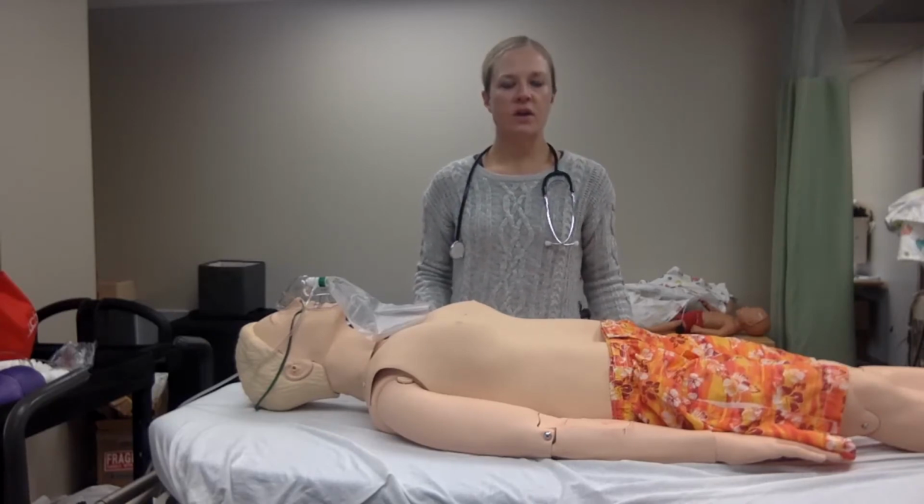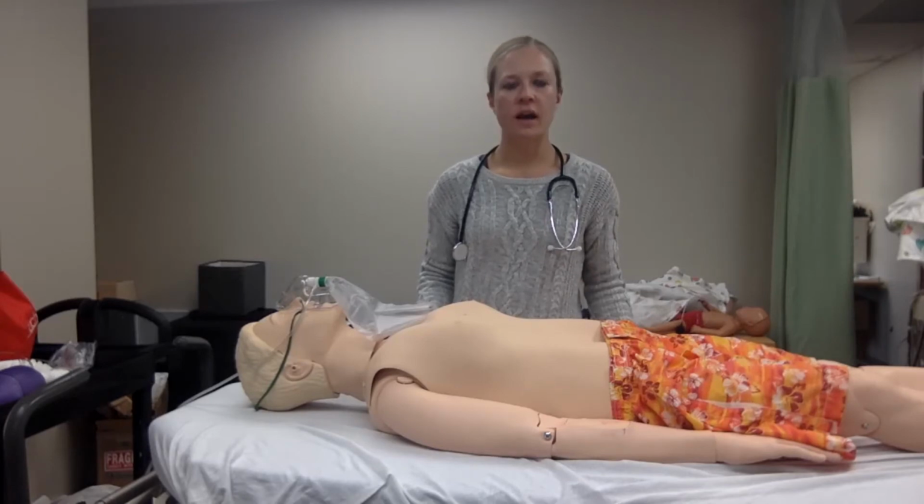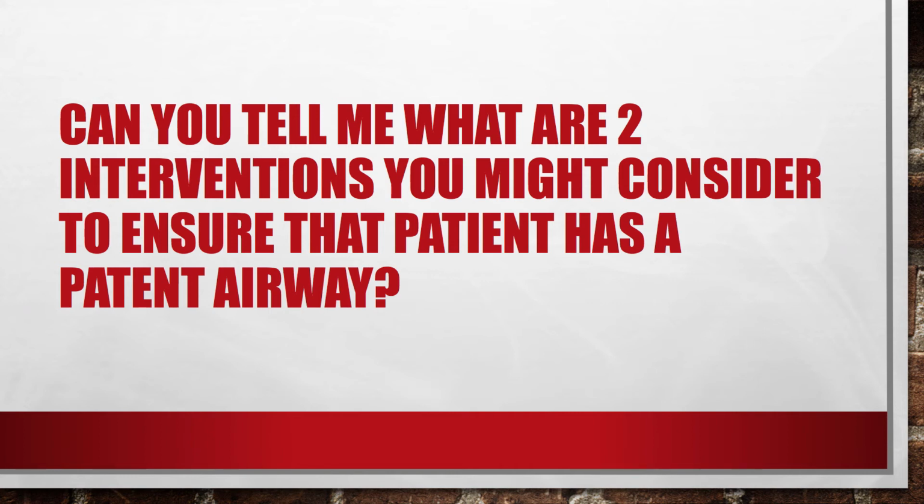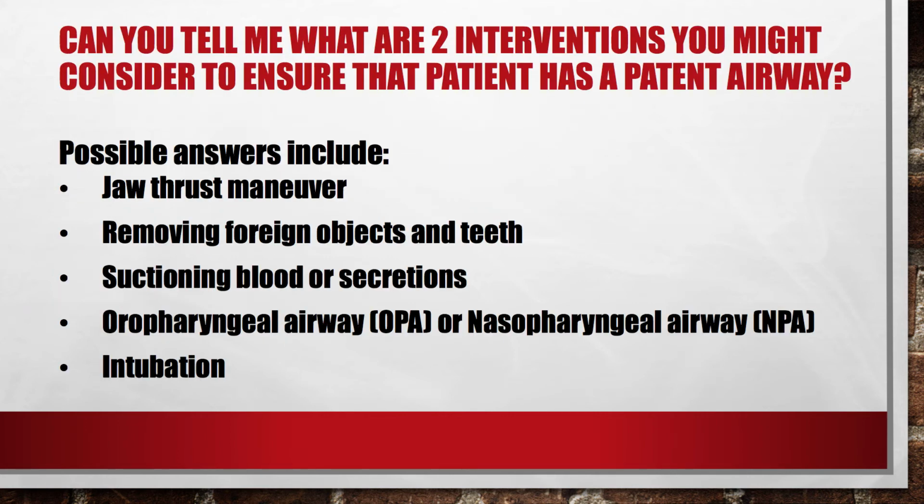So now that I've described and demonstrated the primary survey, I have a few questions for you. Can you tell me what are 2 interventions you might consider to ensure the patient has a patent airway? Possible answers include the jaw thrust maneuver, removing foreign objects and teeth, suctioning blood or secretions, inserting an OPA or an NPA, and intubation.